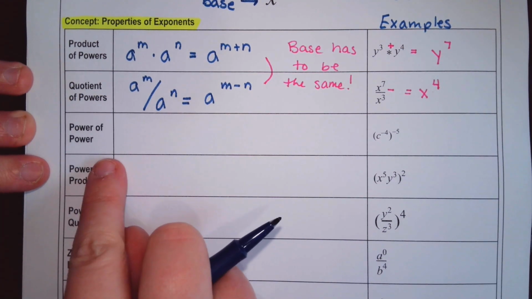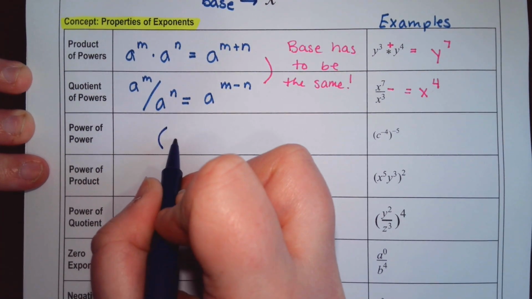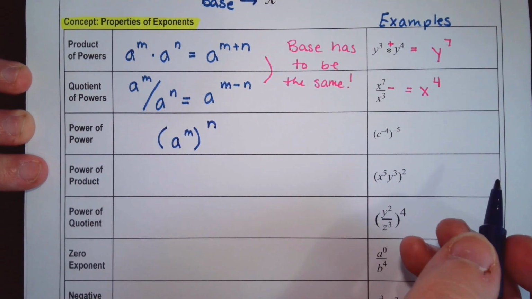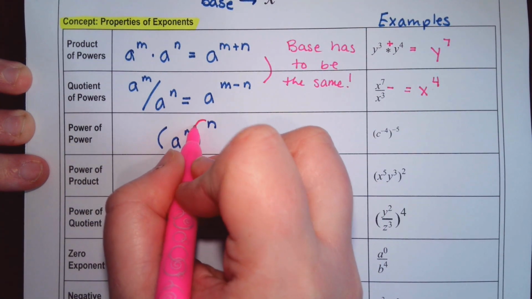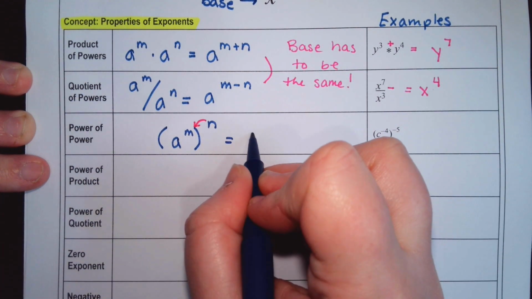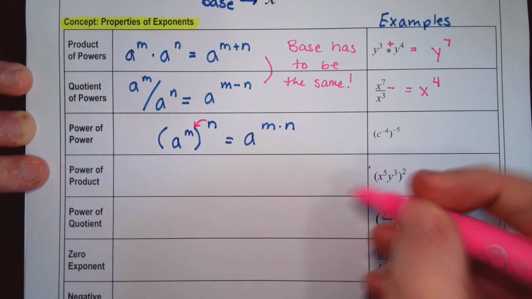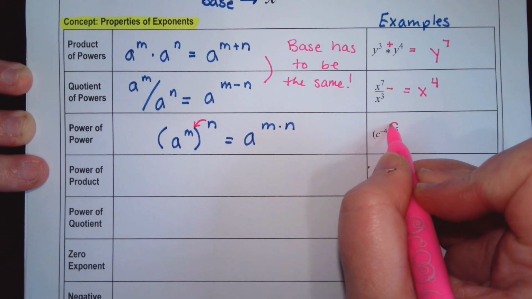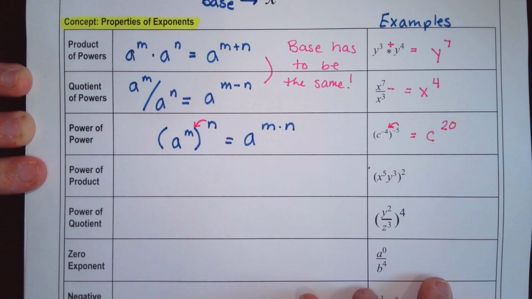All right, our next property is power of a power. What this just means is we have an exponent and it is also being raised to another exponent. Think of this as the distribution property. We're going to distribute this outside exponent to the inside exponent, so they get multiplied together. So here, c to the negative 4th, to the power of negative 5, we multiply, so we get c to the 20th.